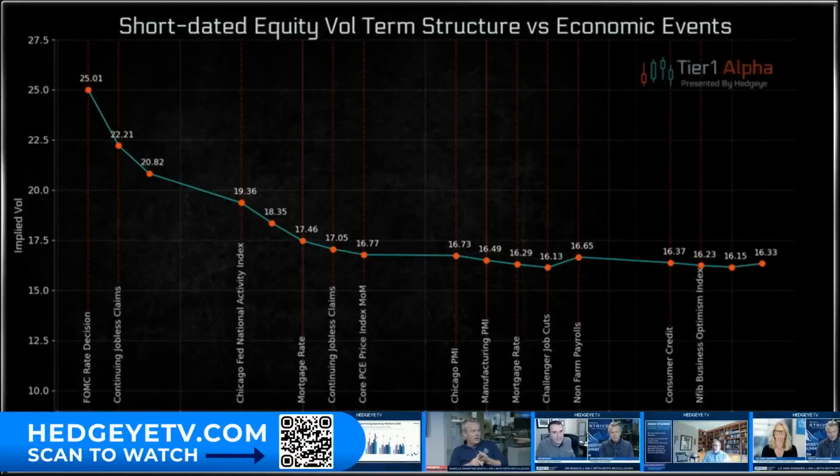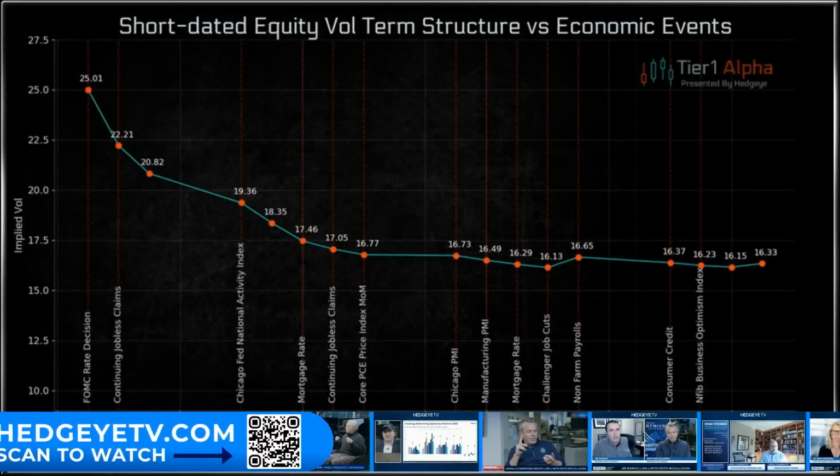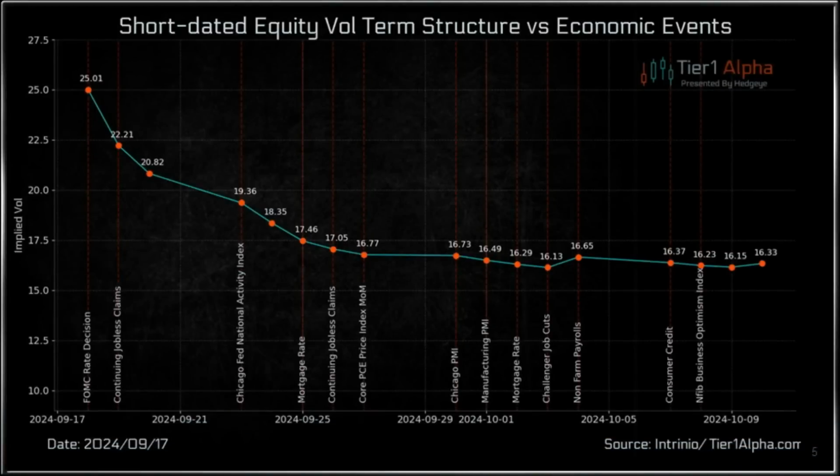Guys, if you can show yesterday's versus today's Tier 1 Alpha short-dated calendar vol chart that I always go through on the macro show. You go from day to day, it was the setup. It's always the setup. I mean, you go to the beginning of the week, this short-term volatility was at 13. To Mike's point, yesterday it went through the roof to 25 into the event.